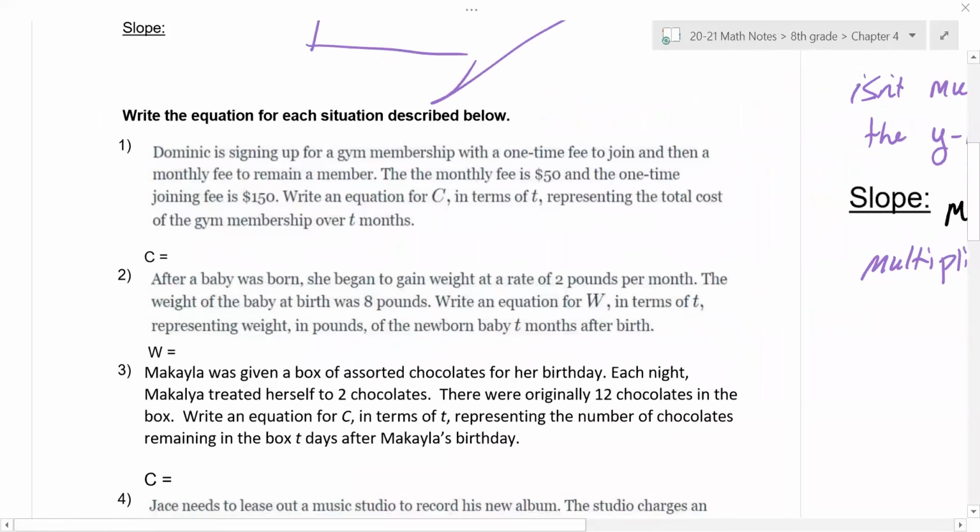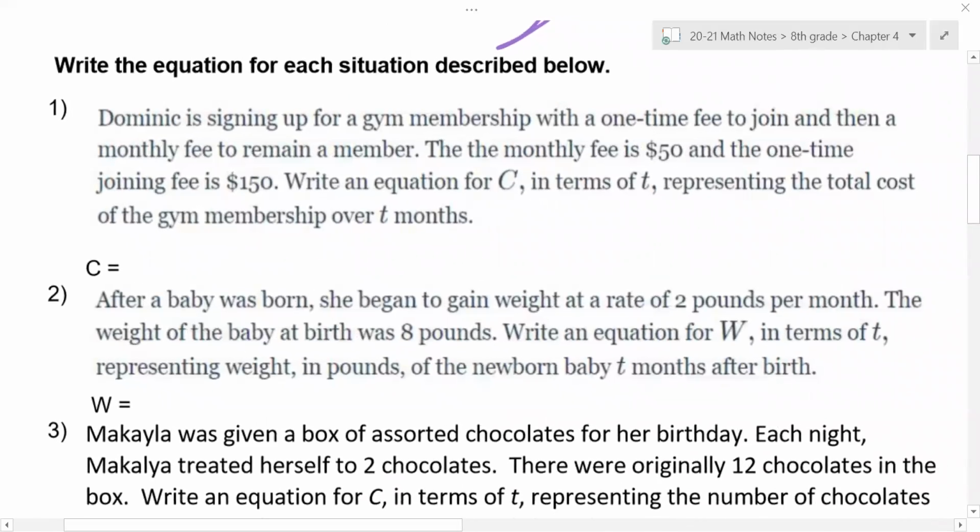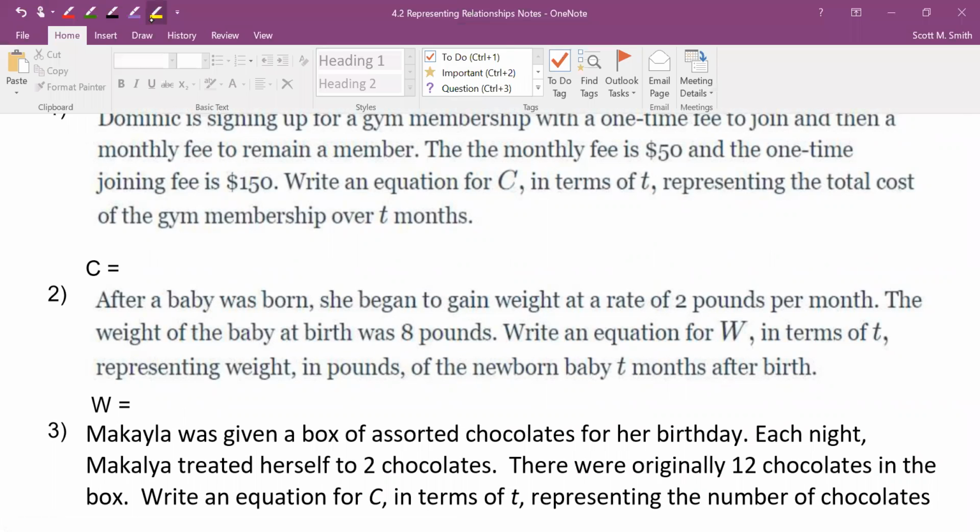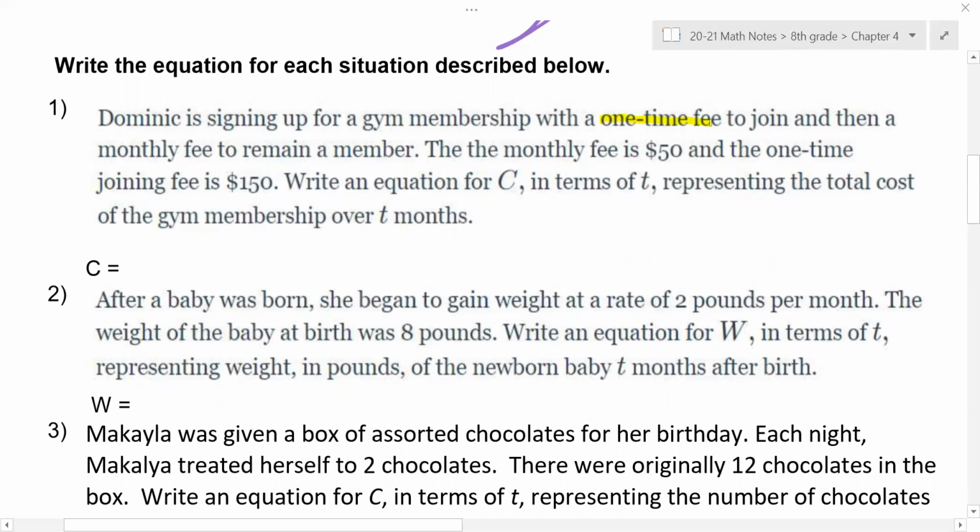So let's do some examples. Dominic is signing up for a gym membership, with a one-time fee. So whenever they say a one-time fee or things like that, that's going to be indicative of the b of your slope-intercept form. And then a monthly fee to remain a member. The monthly fee is $50. The one-time fee is $150. So the one-time fee does not change. So that's not being multiplied by anything.